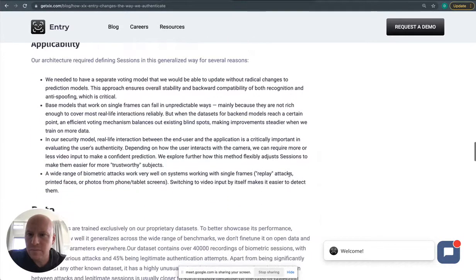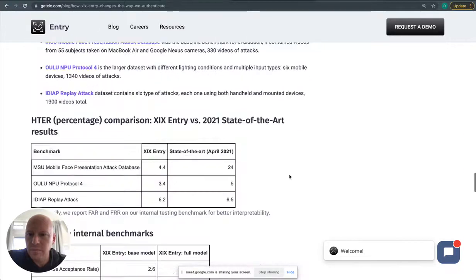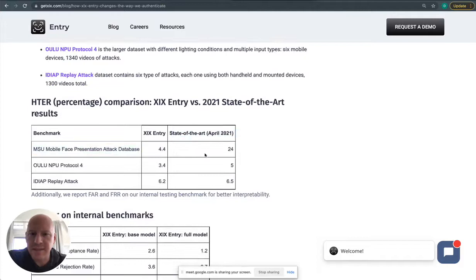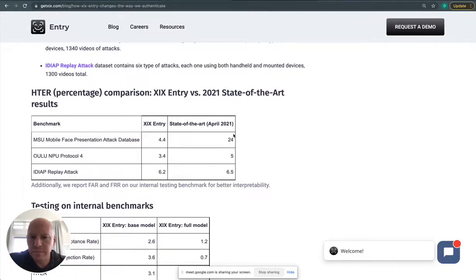This class of problem is called anti-spoofing for face recognition, and the industry developed a state-of-the-art benchmark that everyone is trying to measure against. We listed the scores here. The lower the number, the better. These are, by the way, results from back in April or May. We will be updating them soon. But basically, against very common top benchmarks out there, Entry outperforms quite significantly, by a factor of almost five. So you're almost 5x better than the state of the art metric for this specific benchmark.